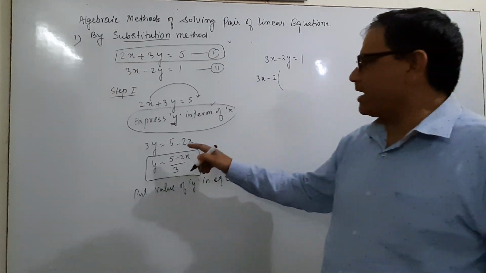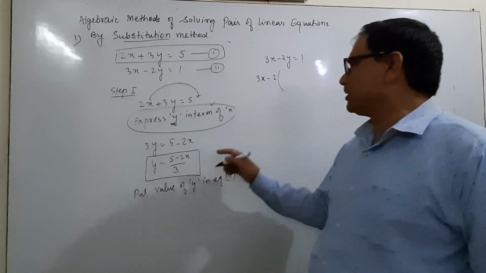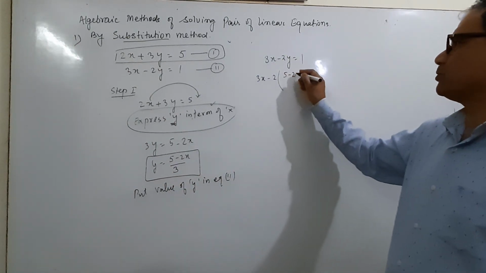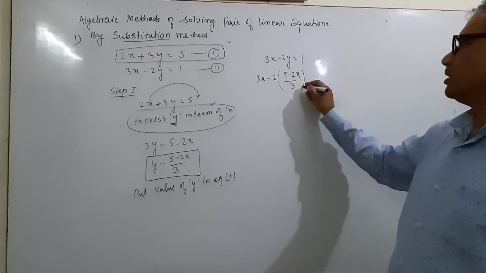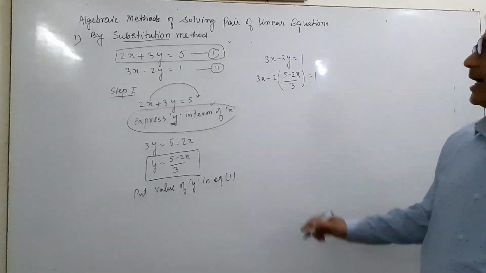To bracket y. What is y? Here is (5 minus 2x) upon 3. (5 minus 2x) upon 3 equal to 1.